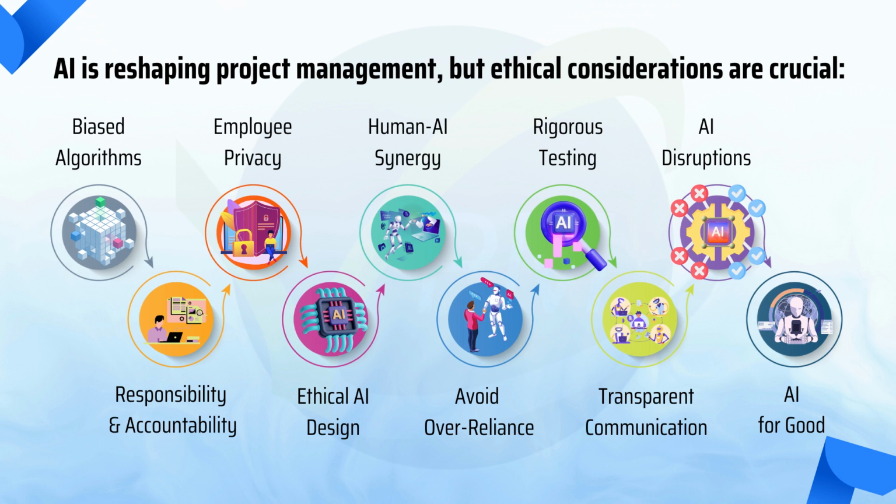Then also employee privacy. When using AI, maintain transparency in AI tracking. Transparency and employee engagement are essential to safeguard privacy and ensure that AI empowers rather than controls the team. Okay.